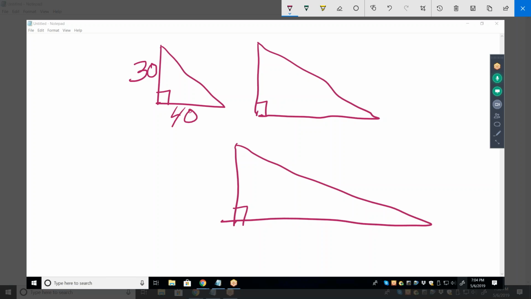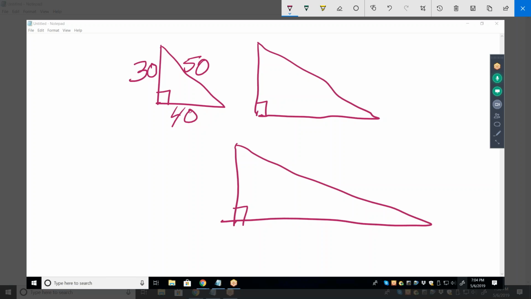Don't do it by math. Do it by recognizing what kind of triangle this is. Is it a 3, 4, 5? Yeah, so it'd be 50. See, you don't need to do any math. You just need to recognize that it's a 3, 4, 5.